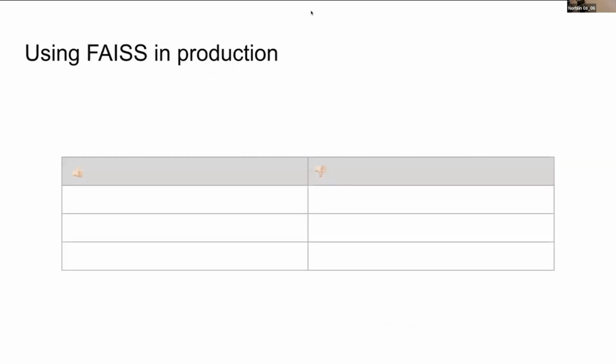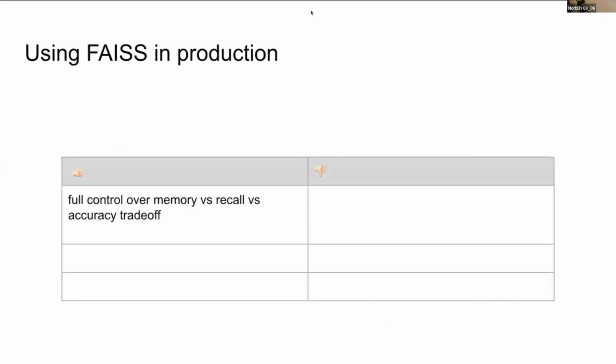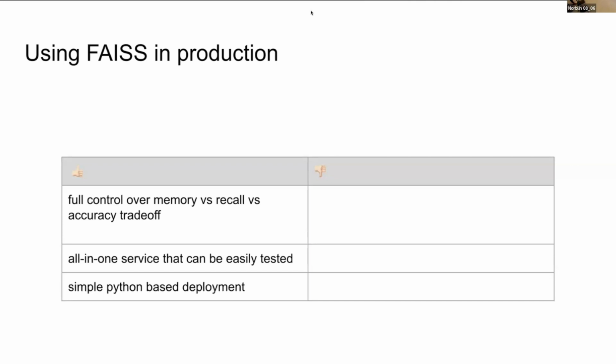But is using FAISS in production a good idea? Well, there are pros and cons. For the pros, you have full control over the memory versus recall versus accuracy trade-off. And in some cases, this may be useful. If you use this approach where you embed the model and the index in the same service, then you have an all-in-one service that can be easily end-to-end tested. No need for complicated deployments. And if you use ONNX, for example, and FAISS, you can have a simple Python-based deployment.